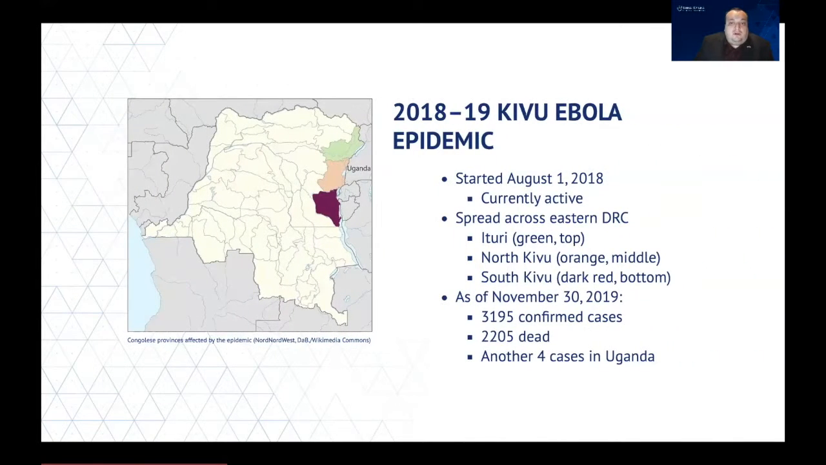This epidemic started on August 1st, 2018, and was continuing through the end of 2019. It spread across the eastern Democratic Republic of Congo, beginning in Ituri, which is the green area on this map, and spread into North Kivu and South Kivu. As of November 30th, 2019, there were 3,195 confirmed cases, 2,205 confirmed dead from Ebola, and another 4 cases had spread into Uganda.